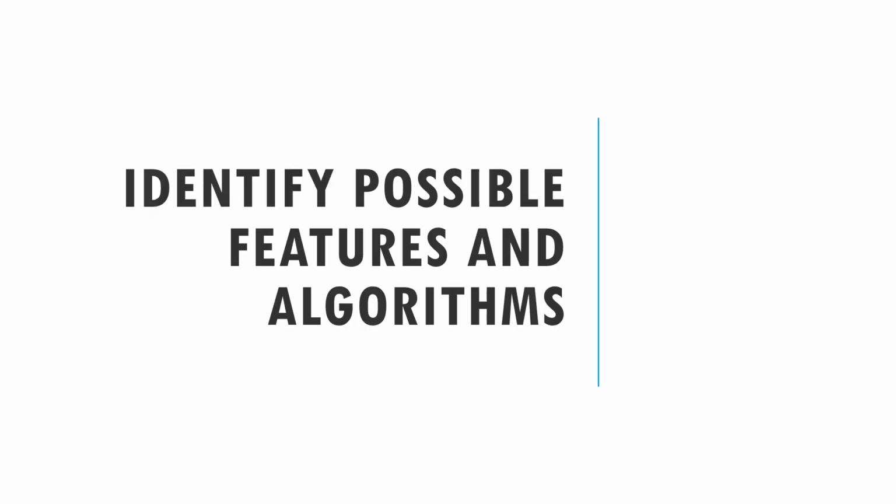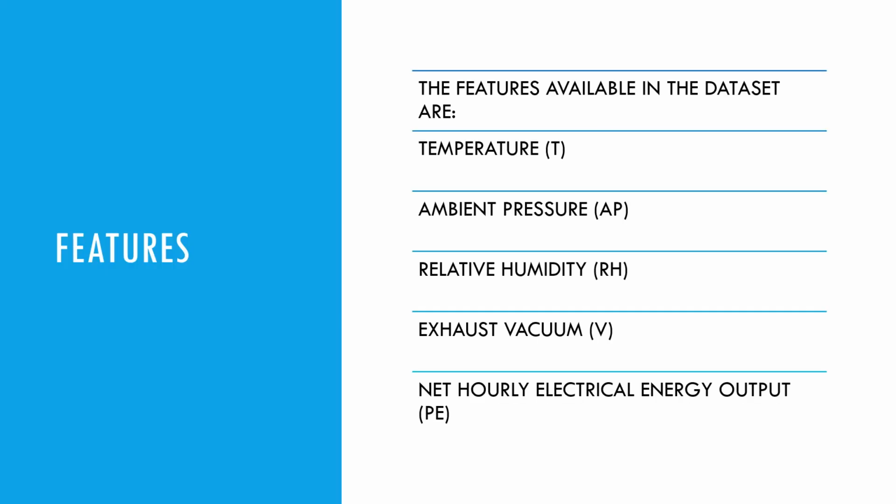First, we need to identify the possible features and algorithms from the information given. If we look at the features, we have a set of 9,568 hourly average readings from sensors at the power plant, which we will use in our model. The columns in the data consist of hourly average ambient variables like temperature, ambient pressure, relative humidity, exhaust vacuum, and then the net hourly electrical energy output, which is also the target that we're trying to predict.